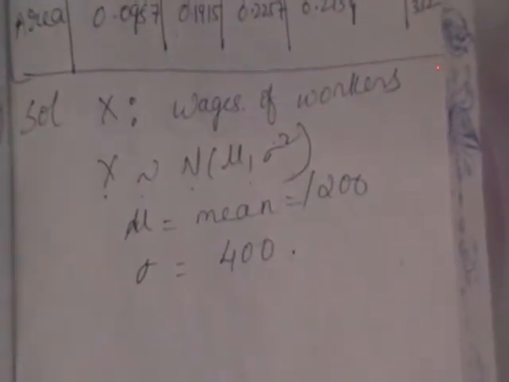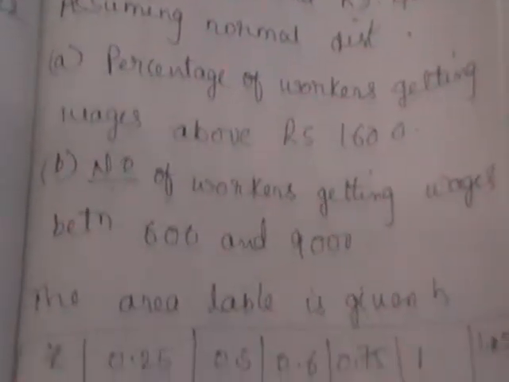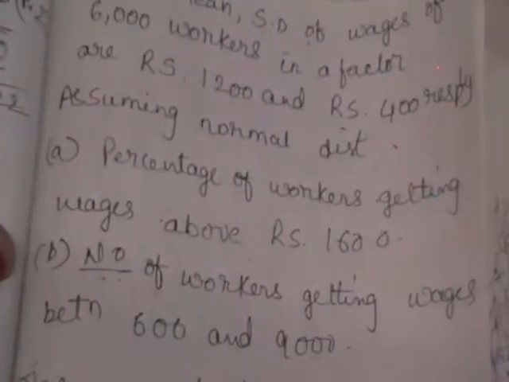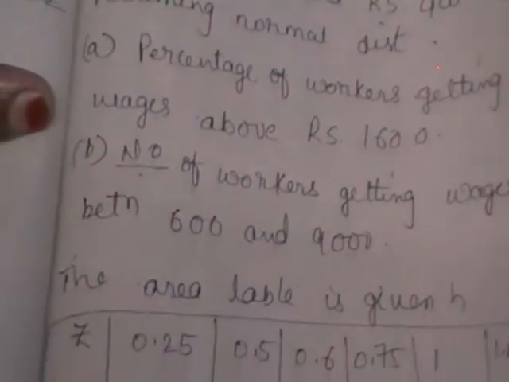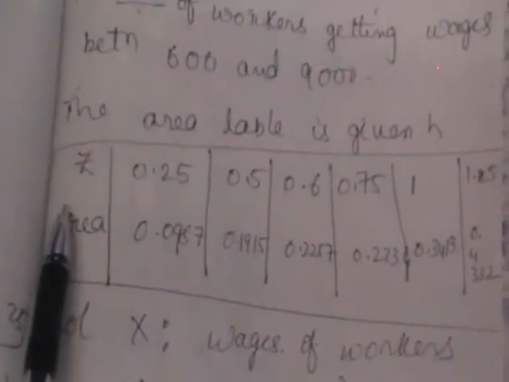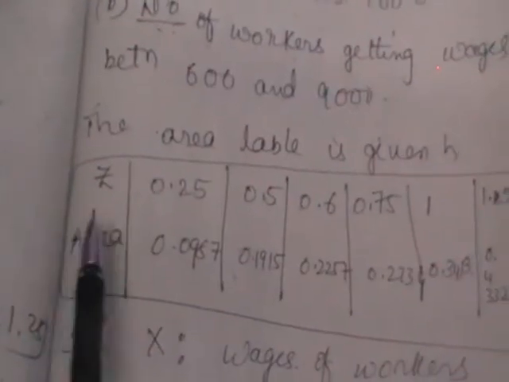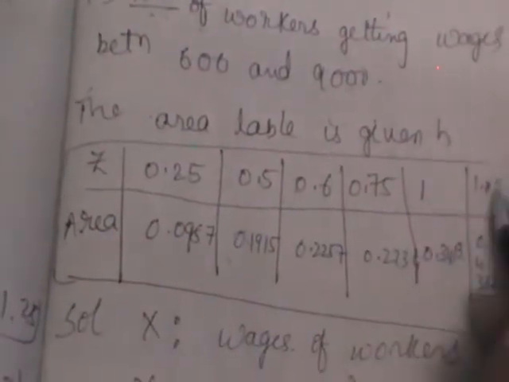Then two bits are given to calculate. The first bit is the percentage of workers getting wages above 1600. You need to find the number of workers or the percentage; if you can calculate the number of workers, you can do the percentage. In the previous problem we obtained the areas from the textbooks, but in some questions the areas will be given to you. So the corresponding area values are supplied.